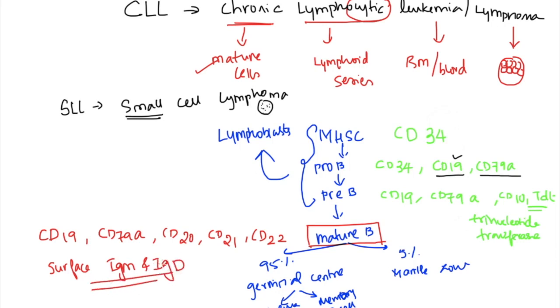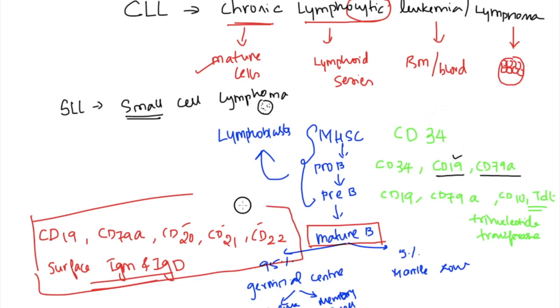Okay, so these will indicate the presence, the maturity of the B cell. Fine. So this is very, very important. Since CLL is a tumor or neoplastic growth of the mature lymphocytes, these markers are very important. So let's move ahead.